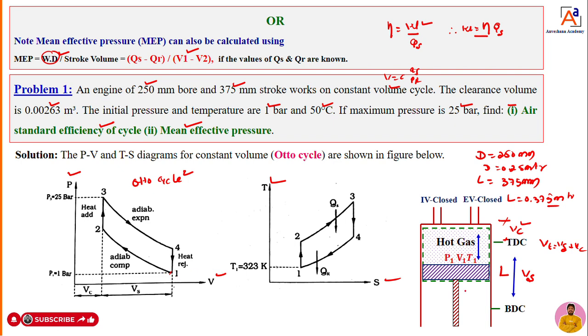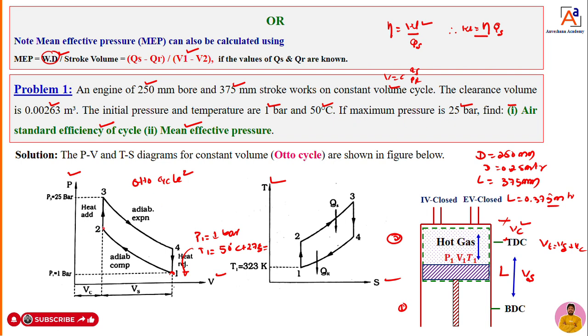When the piston is at BDC, you can name it point 1, and the other point 2. When the piston is at point 1, he has given some conditions. What is P1? P1 is 1 bar. Then the temperature at point 1, or initial condition, is 50 degrees Celsius. You can convert it into Kelvin by adding 273. So, P1 and T1.